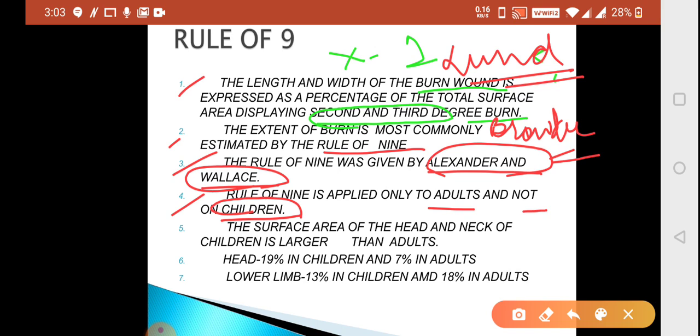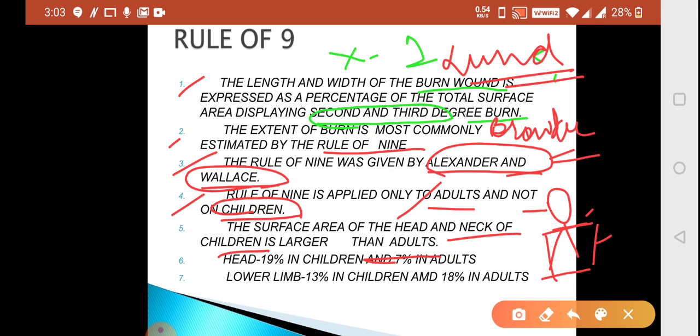And the most commonly asked question is, what do we use in case of children, and why don't we apply this rule of 9 in case of children? Because the surface area of the head and neck part of the children is larger than the adult. So you have seen that there is a cephalocaudal growth. So initially the cephalic part is more and the caudal part is less.